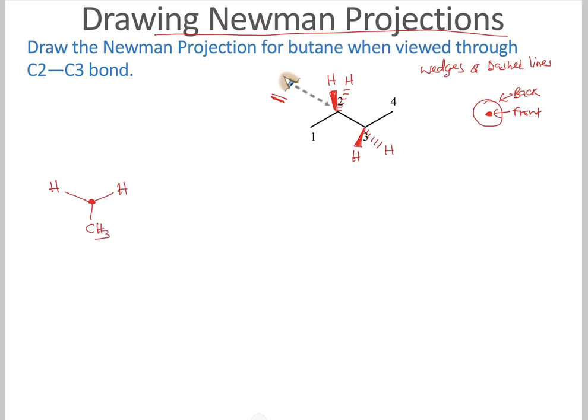Let us go to the one at the back. The hydrogen shown using that wedged bond means that it is going to be on our right over here. And the other one is going to be on the left over here. And the one on the plane, that is the carbon number 4.